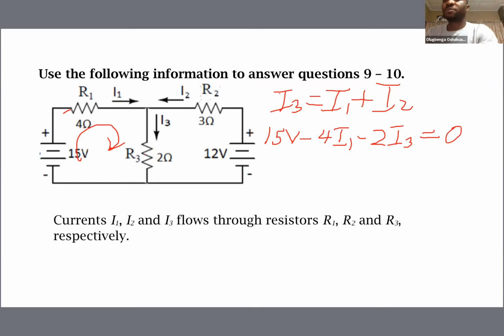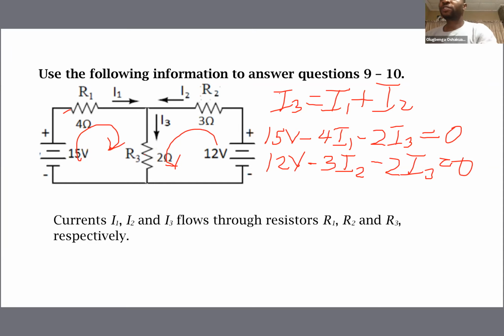So without wasting much time, I will also go through the second loop in this direction, and I'll start by saying 12 volts. After 12 volts, I'm going through R2. I2 goes through R2, then I'll say minus 3 ohms times I2. And the same I3 now going through R3, there will be a voltage drop there. Then I'll say minus I3 R3. Then since R3 is 2 ohms, that is 2 I3 equal to 0.